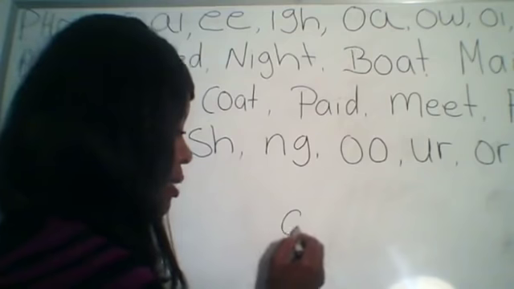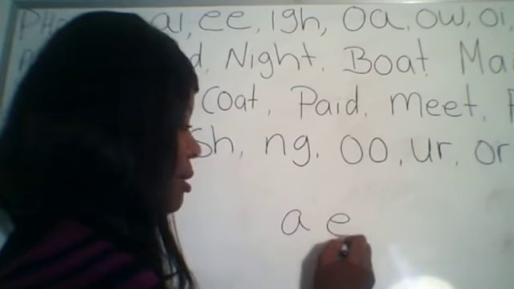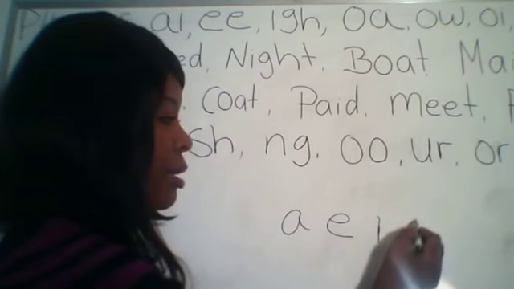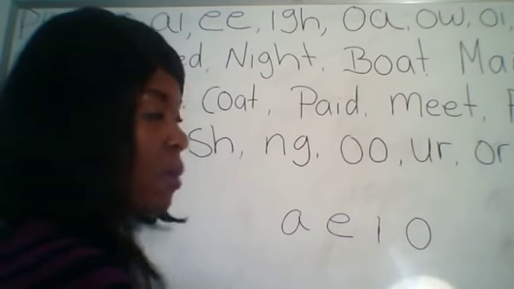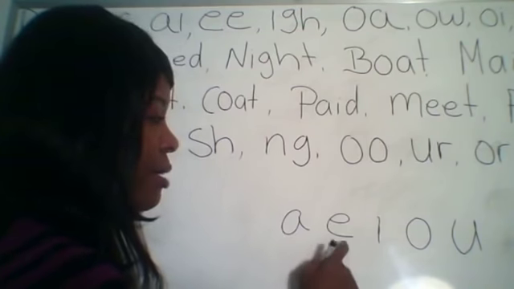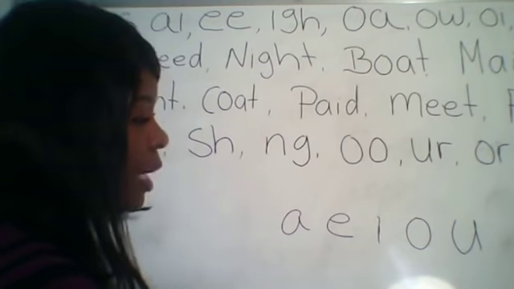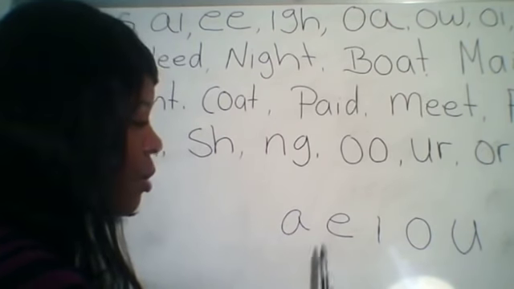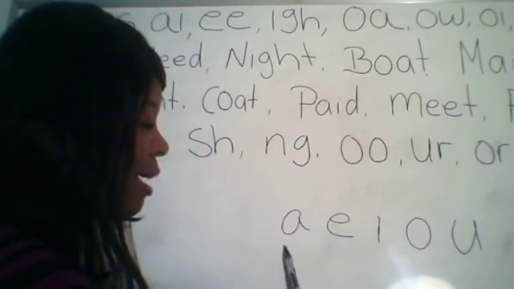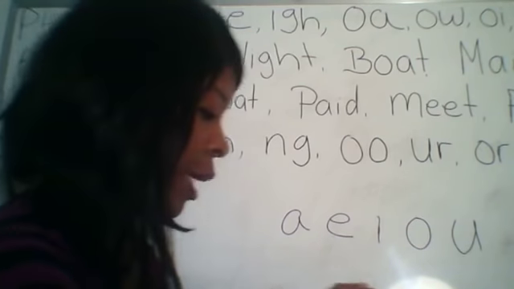I said to you guys, this is A, this is E, this is I, this is O, this is U. In Creole, we say A, E, I, O, U, but in English, we say A, E, I, O, U.